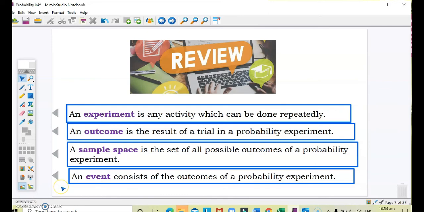And last would be an event. An event consists of outcomes of a probability experiment. Example, when you toss a coin, getting a head is an event. When you throw a die, getting a 2 is an event. I hope that's clear with you, but we discussed this already when we discussed fundamental principles of counting.